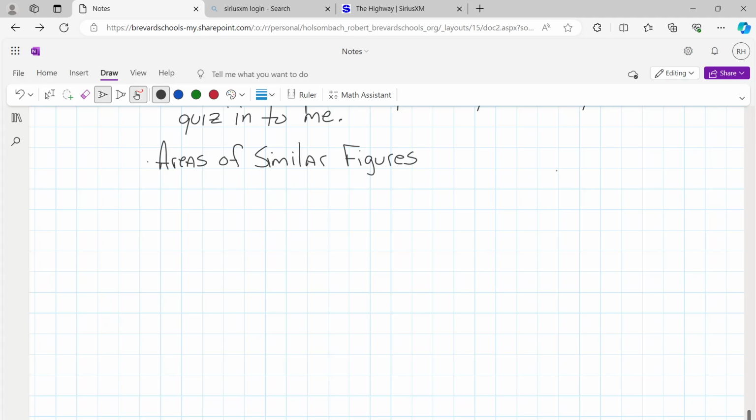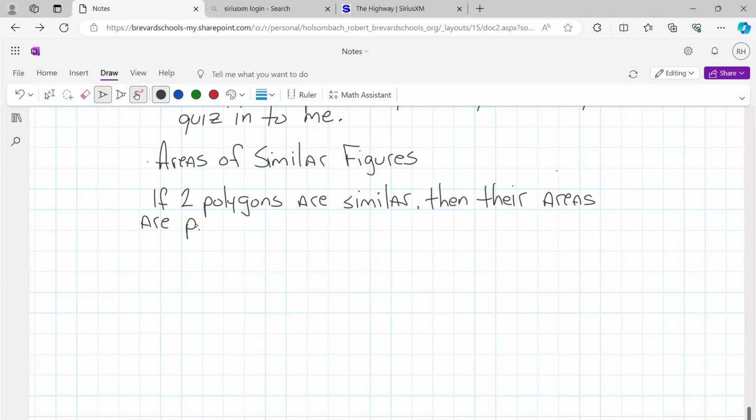Theorem 11.1 states that if two polygons are similar, then their areas are proportional to the square of the scale factor between them.